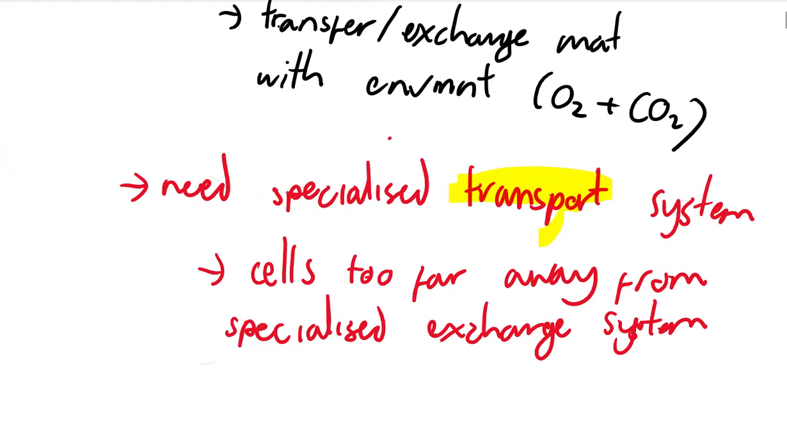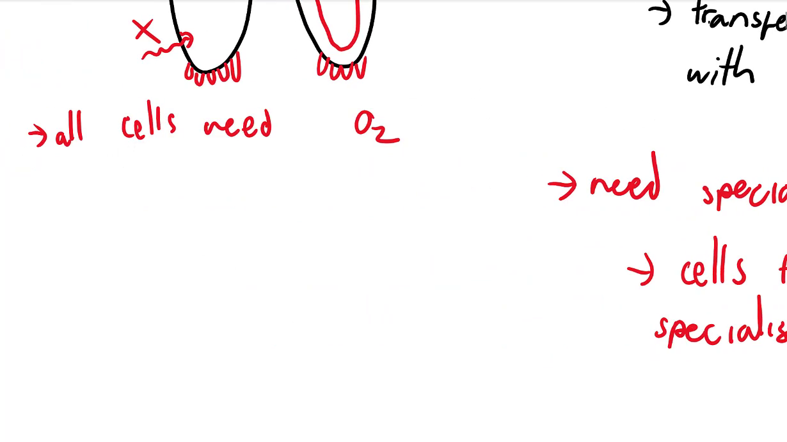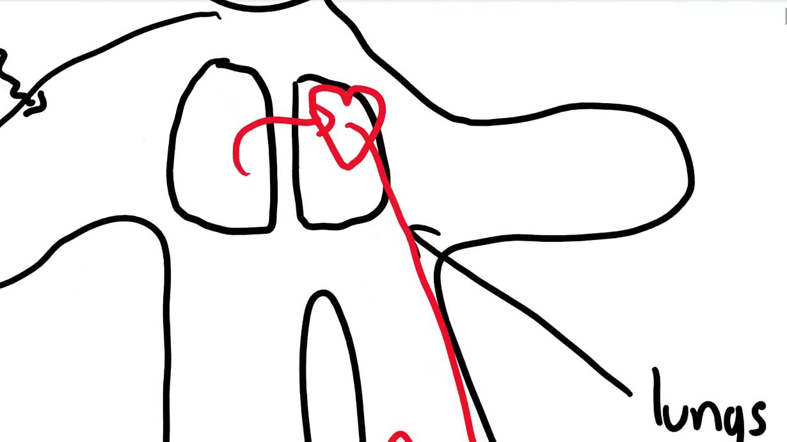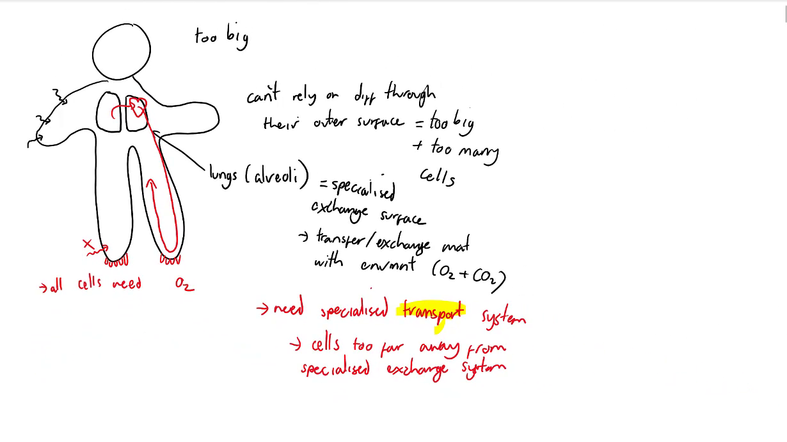But then your next problem is that you need a specialized transport system because some of your cells are just too far away from your specialized exchange surface. So if you want to be big, you can't rely on diffusion because you're too big, you've too many cells and they're too far away. So you need a specialized exchange surface and you need a specialized transport system.